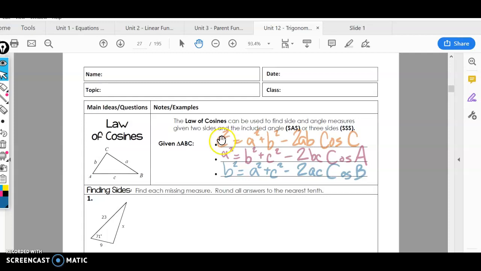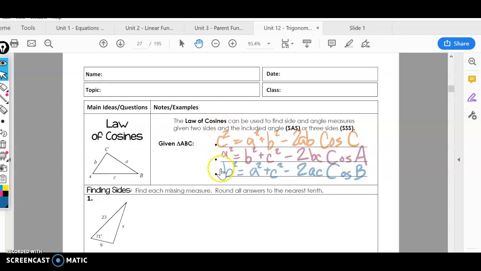I'm going to read through the one in orange. It says c squared, side c lowercase, equals a squared plus b squared. It's kind of like the Pythagorean theorem. But then you're going to subtract 2 times a times b, those are the sides, times the cosine of the angle C. The same thing applies for a squared equals and b squared equals, where you're adding the squares of the other two sides and subtracting 2 times those two sides times the cosine of the angle we're trying to find.